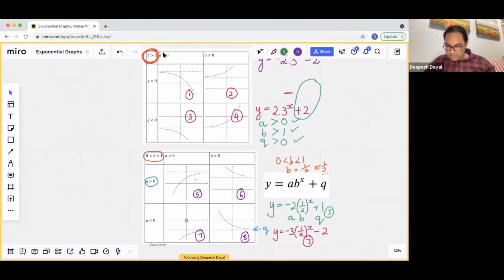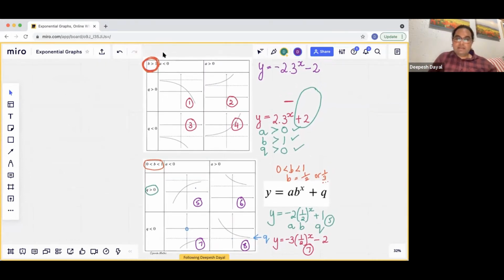So the first parts that we were doing, the important part is this B, right? For these ones on the top, B was greater than 1. But here at the bottom, B is between 0 and 1. If we can just remember that in each of the graphs here, then you'll be okay. When you get an equation, we can decide where to put the graph, right?